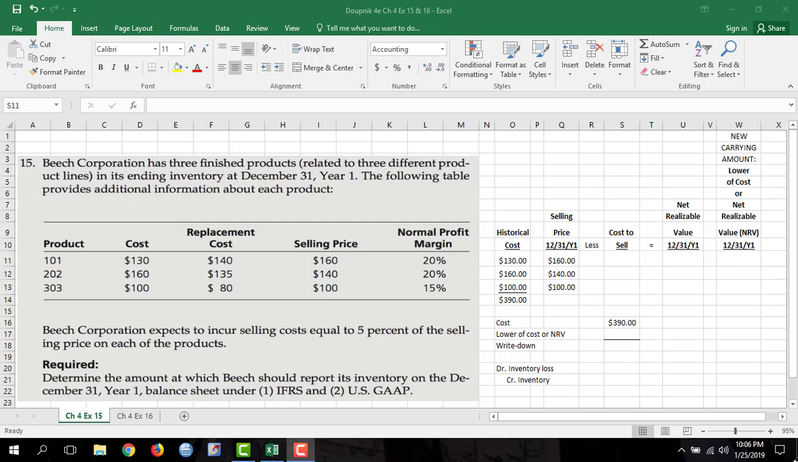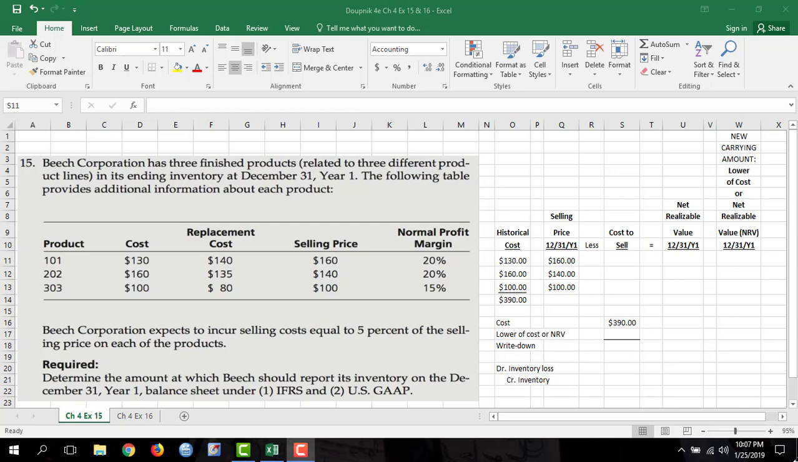Now these products relate to 3 different product lines. So the table gives us information as to the selling price and the historical cost. Historical cost for Product 101 is $130, for 202 it's $160, and for Product 303 it's $100, and selling price for Product 101 is $160, for 202 it's $140, and for Product 303 it's $100. And the company expects to incur selling cost equal to 5% of the selling price on each of the products.